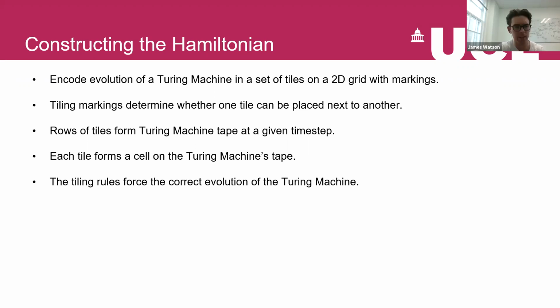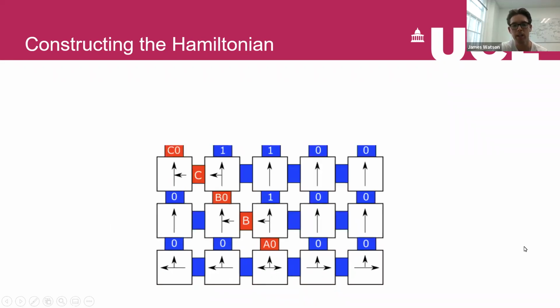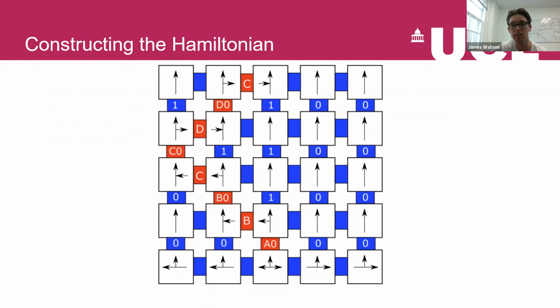So this is quite a well-known construction. I think it's from Berger back in the 60s. And it's best illustrated just by a diagram. So imagine I have a 5x5 grid. And at the bottom, I place five tiles, which represent my initial Turing machine tape. The red marking here with an A next to it is just representing the Turing machine head in state A. Then the tiling rules, as I tile the grid, enforce the way in which the tiling happens, and in this case they are going to enforce the evolution of this Turing machine. So successive rows here are going to correspond to the Turing machine tape at given time steps.